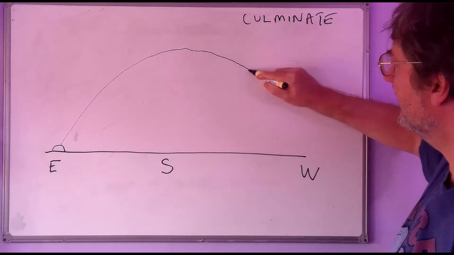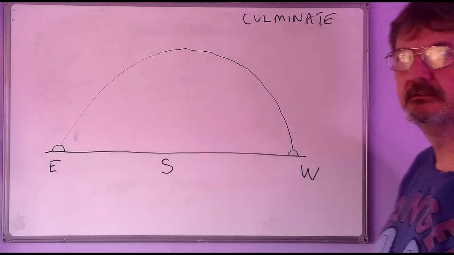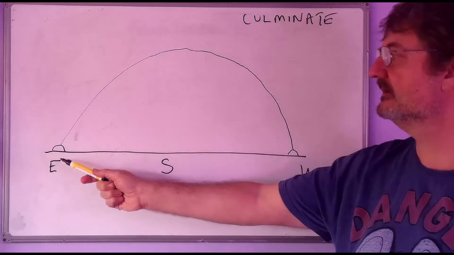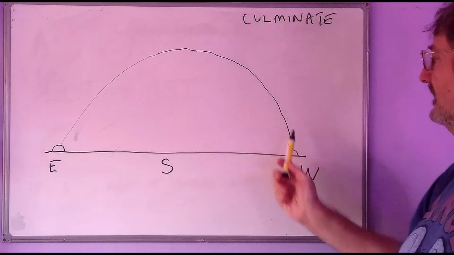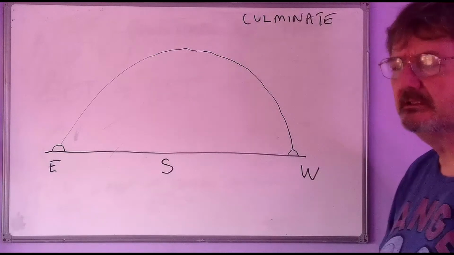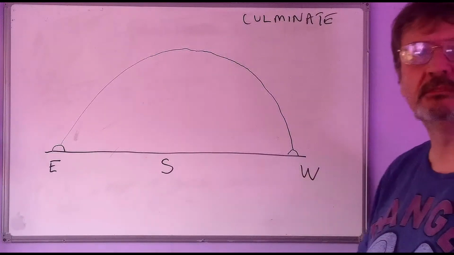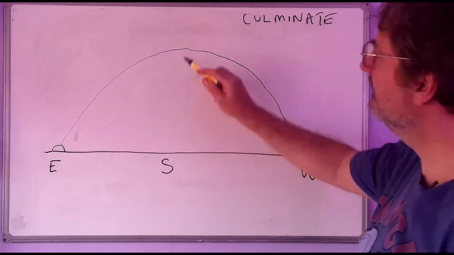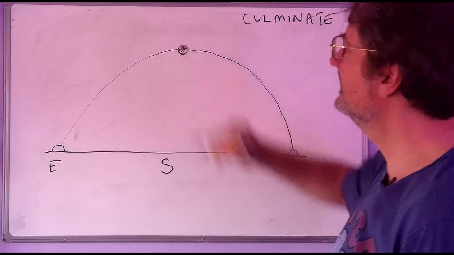Then after midday, the sun gets lower in the sky, and then the sun disappears below the horizon, and that's sunset. So sunrise, around midday it culminates, and then right at the end of the day it sets, and that's sunset. So at what time does the sun culminate? So there's the sun culminating.